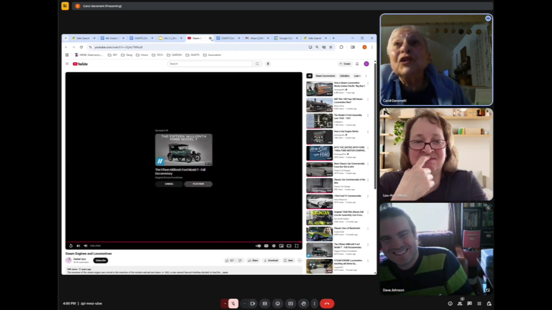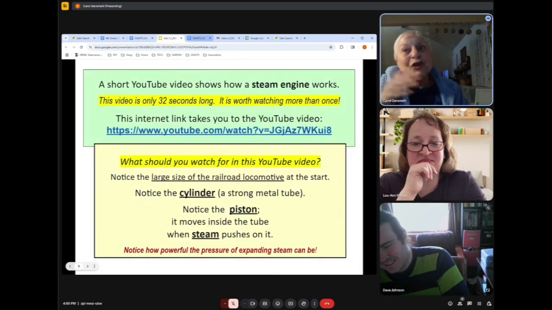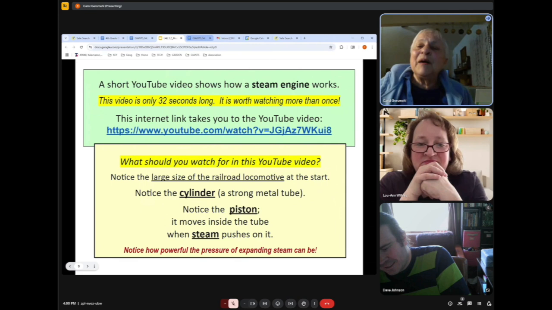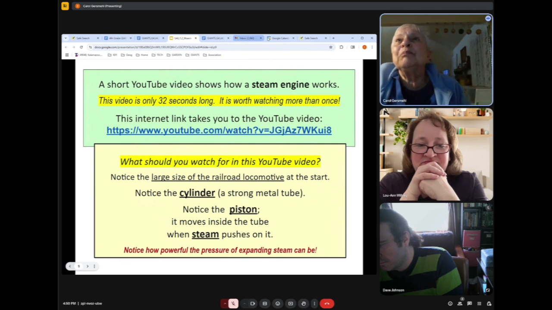That's really short, but you notice that they're using that term called a piston that's moving inside the cylinder, and it's all because of that pink steam. The power of steam is quite amazing.